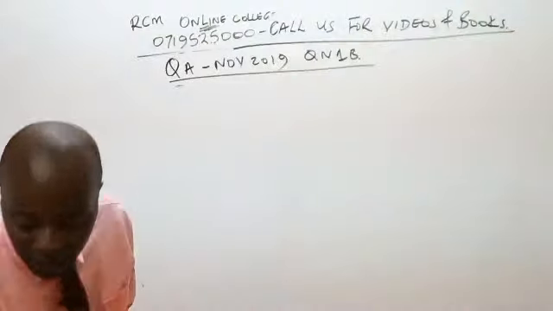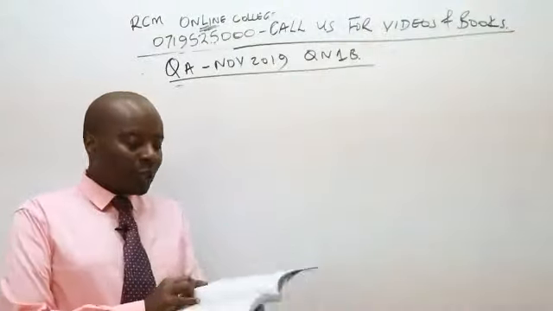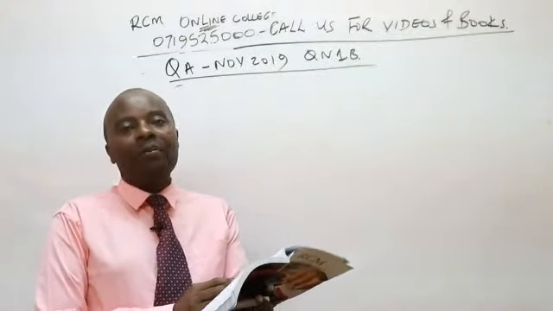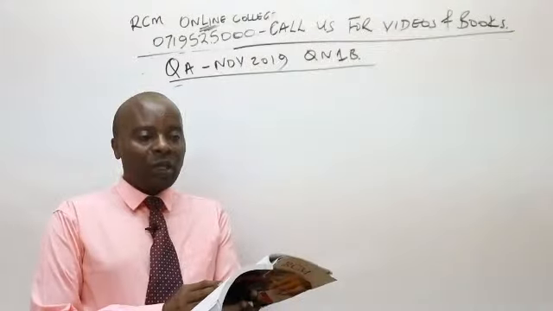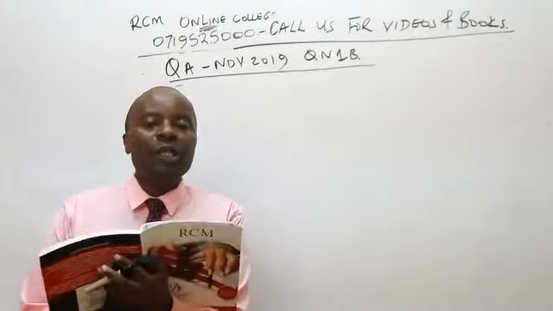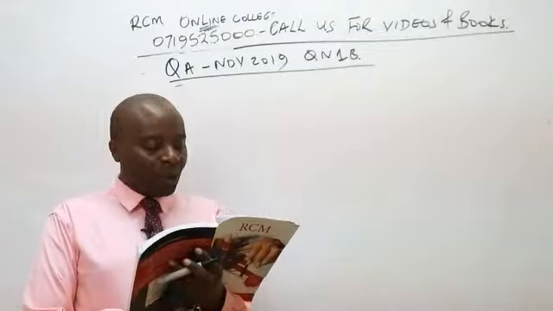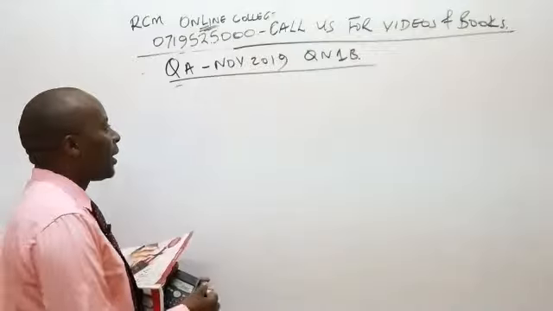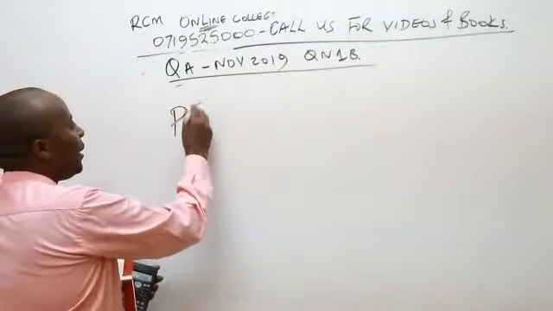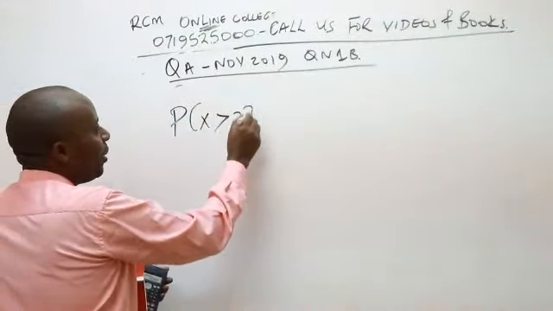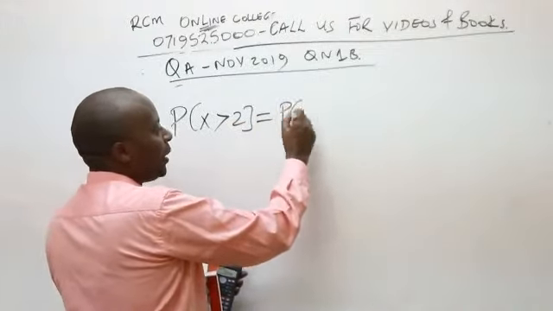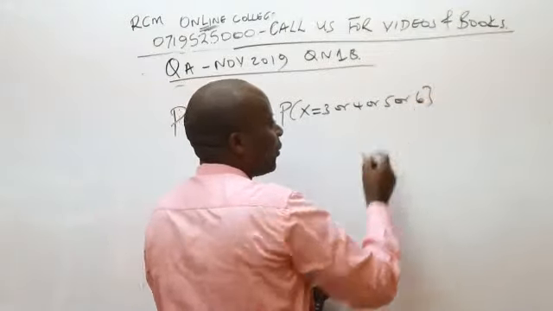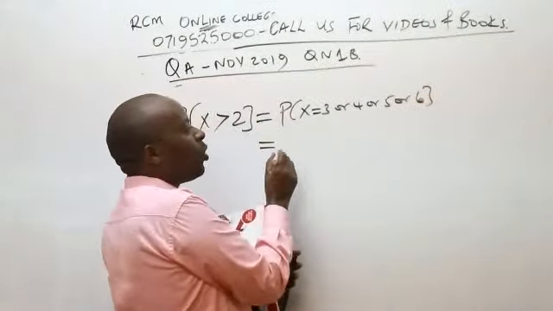Ladies and gentlemen, the next question, which is Roman 2, is a Poisson distribution, the same data, but this time they want us to solve using a Poisson distribution. Still, it is the probability of x being more than 2, which will be probability of x being equal to 3 or 4 or 5 or 6, which again calls for the complementary thing.